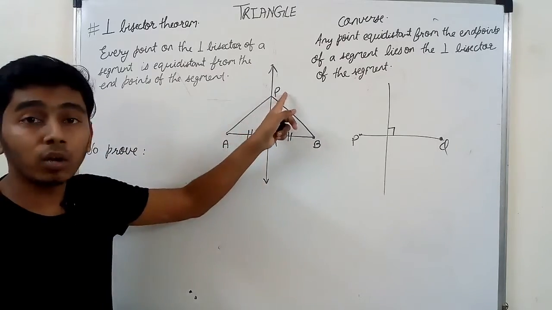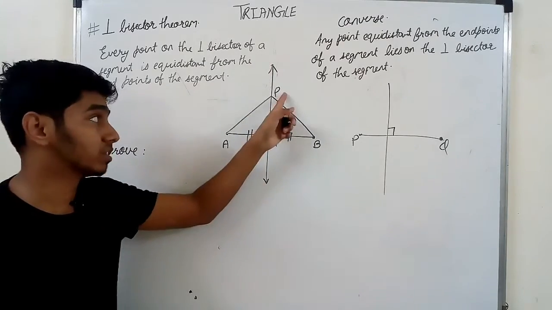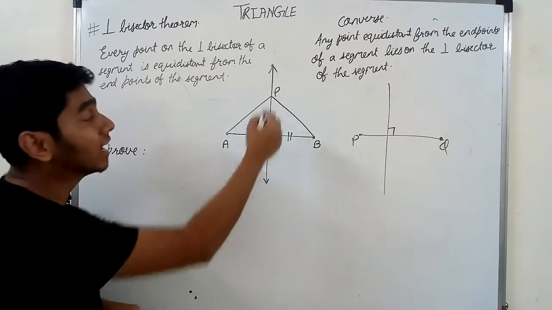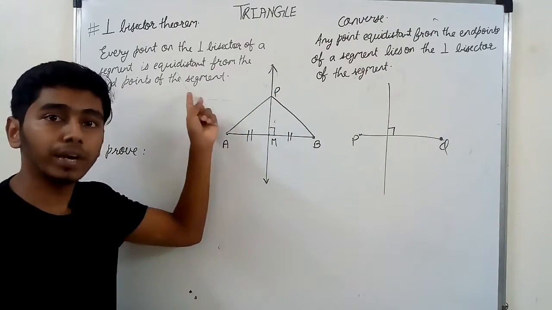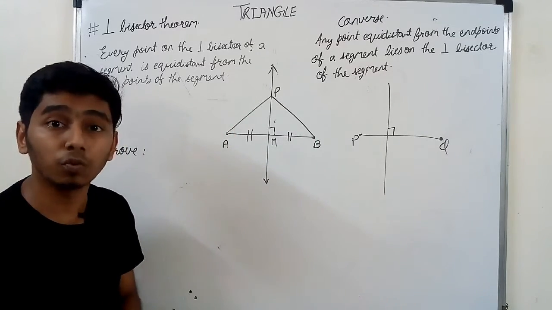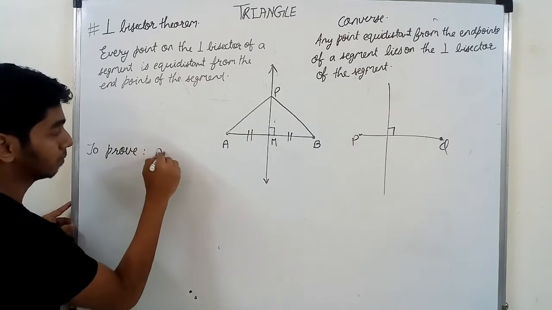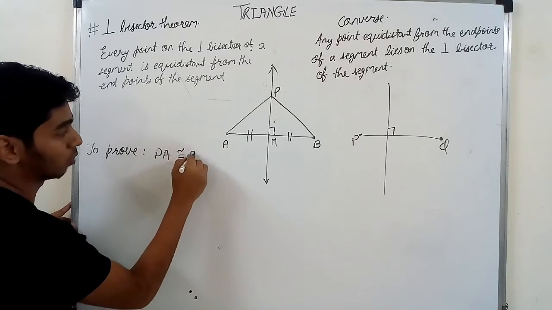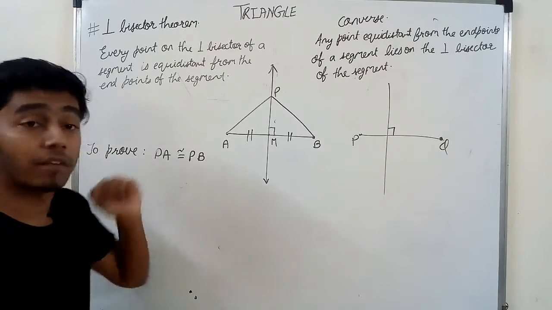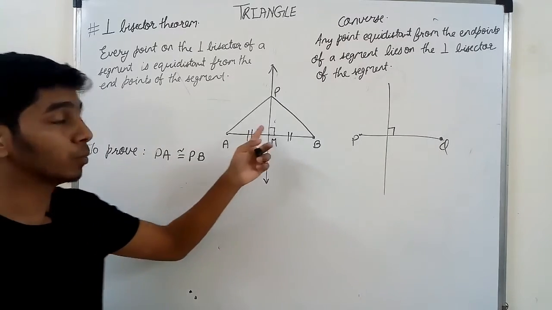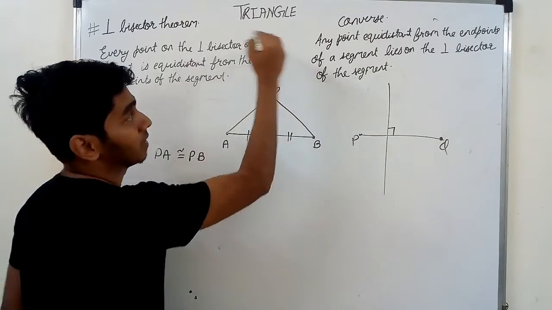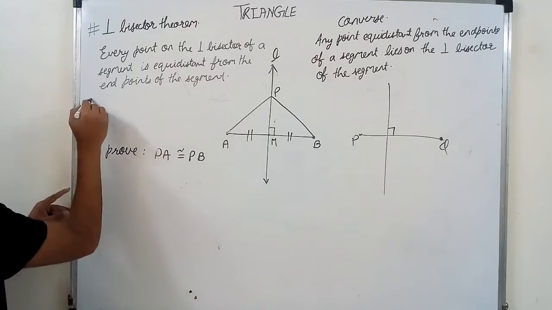That every point on the perpendicular bisector, let's say that point is P, should be at equal distance, or equidistant, from the endpoints of the segment. So this is what we need to prove. We have to prove that PA is congruent to PB. Okay, let's see what is given. Let's name this line L. So what is given here?